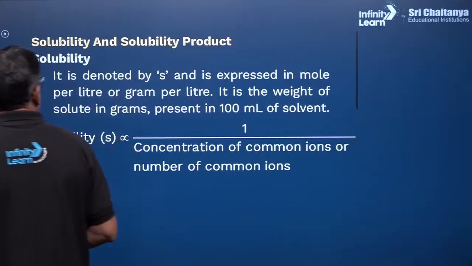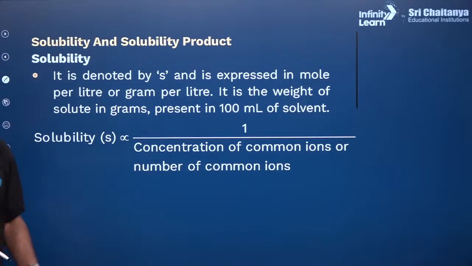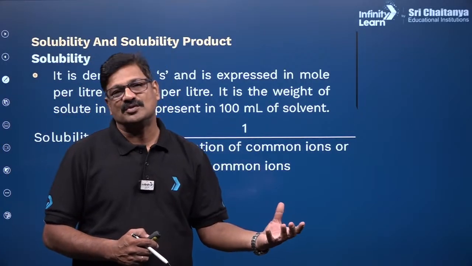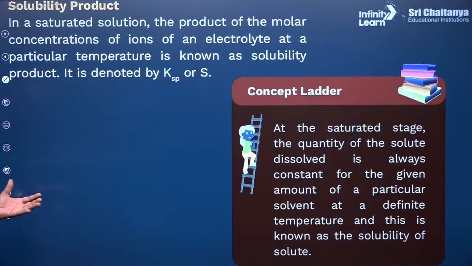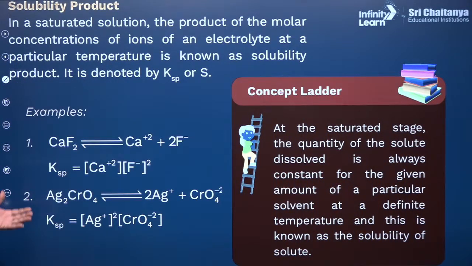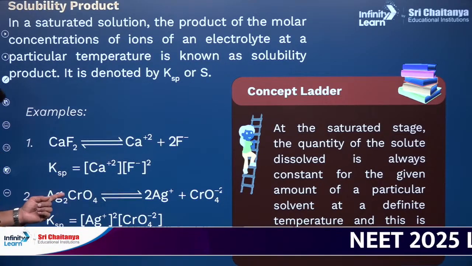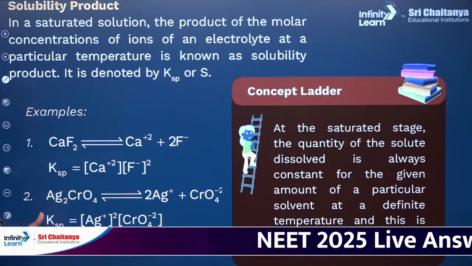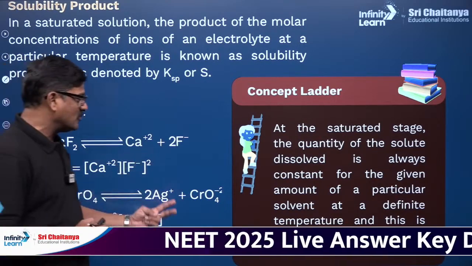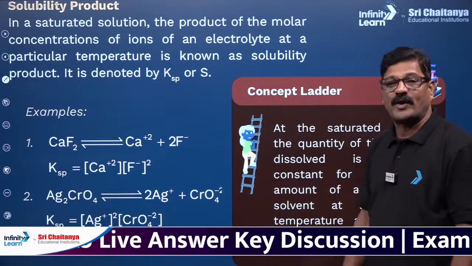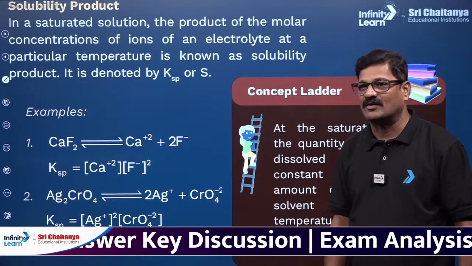And solubility and solubility product: the product of the ions in a saturated solution of a sparingly soluble salt is called the solubility product. It is called Ksp. For CaF2, Ksp is equal to [Ca2+][F-]^2, and for silver chromate, Ag2CrO4 gives rise to 2Ag+ and CrO4 2-, so it is going to be [Ag+]^2[CrO4 2-]. Are you getting or not?